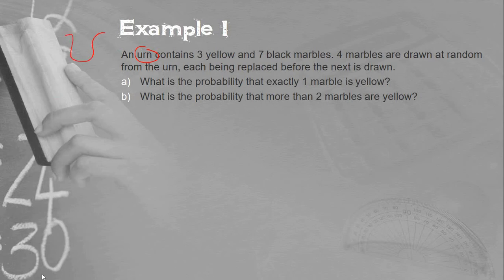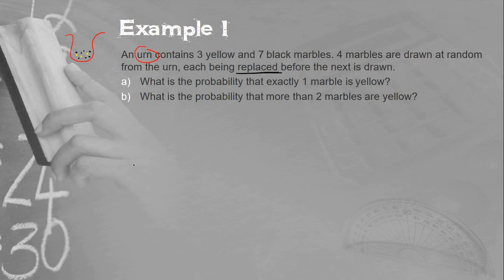Here's my urn. Within it, I'm even going to draw this, I have 3 yellow marbles and we have 7 black. 1, 2, 3, 4, 5, 6, 7. Okay, there's my lovely urn with 3 yellow and 7 black marbles. We are drawing 4 marbles at random and each is replaced. This is important before the next is drawn.